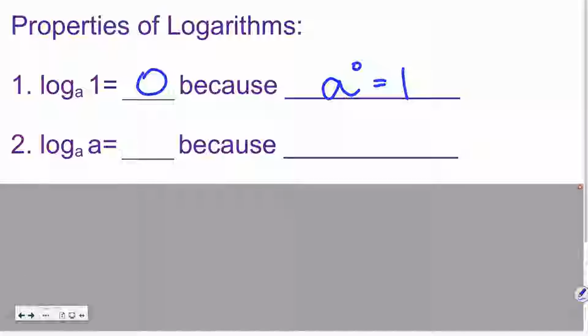Log base a of a equals what? Talk about it at your pod. What is it and why?